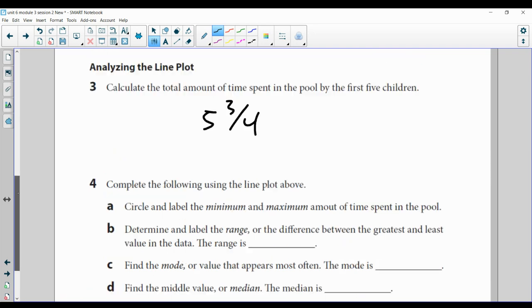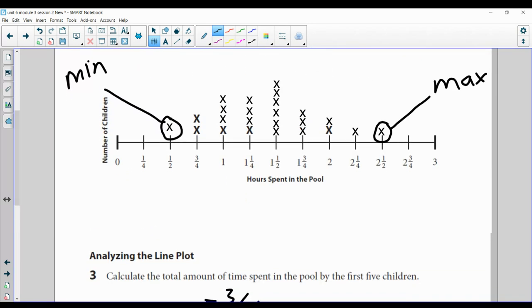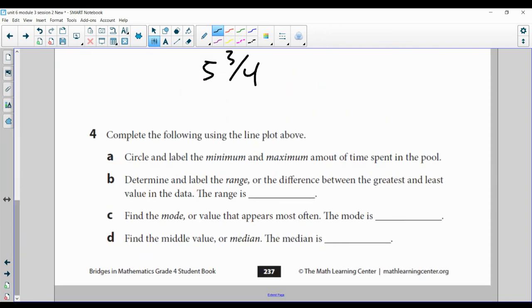So if we go back here again, our maximum was 2.5 and our minimum was 1/2. So what we need to do for this problem is 2 1/2 minus 1/2, which equals 2 wholes.